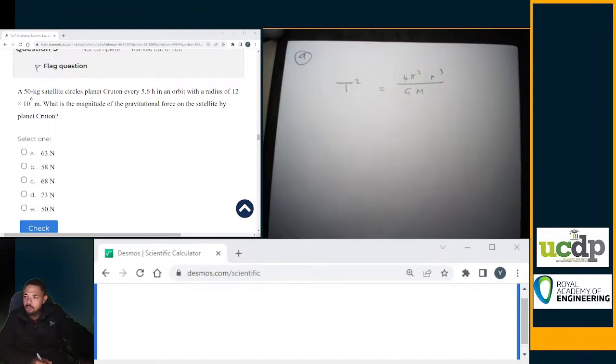Let me see if I can't. I am just having problems with lighting today. This is a massive problem today. So that is Kepler's third law.